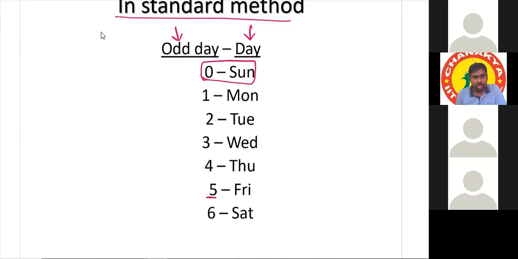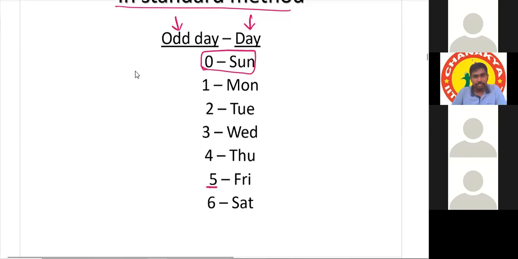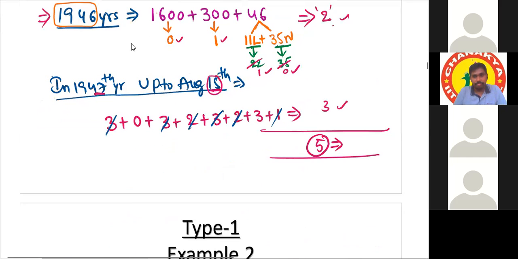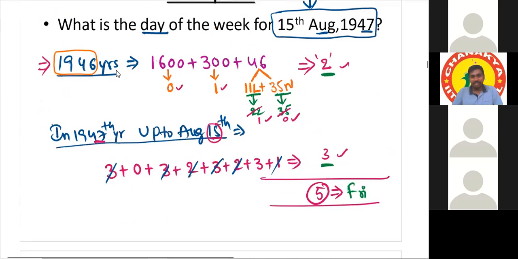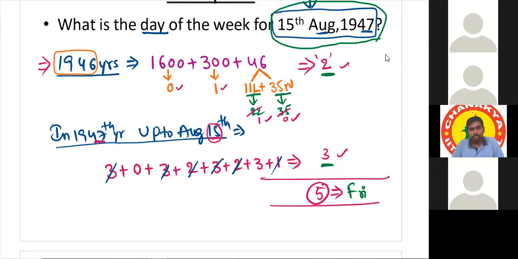So finally, we got how many odd days? 5. 5 means it is Friday. Someone doubt? Tell. How did you get that 5, sir? By adding 3 plus 2, 2 plus 3 is 5. Means totally we are finding the number of odd days in this duration from the beginning, from the first year. Yes or no?